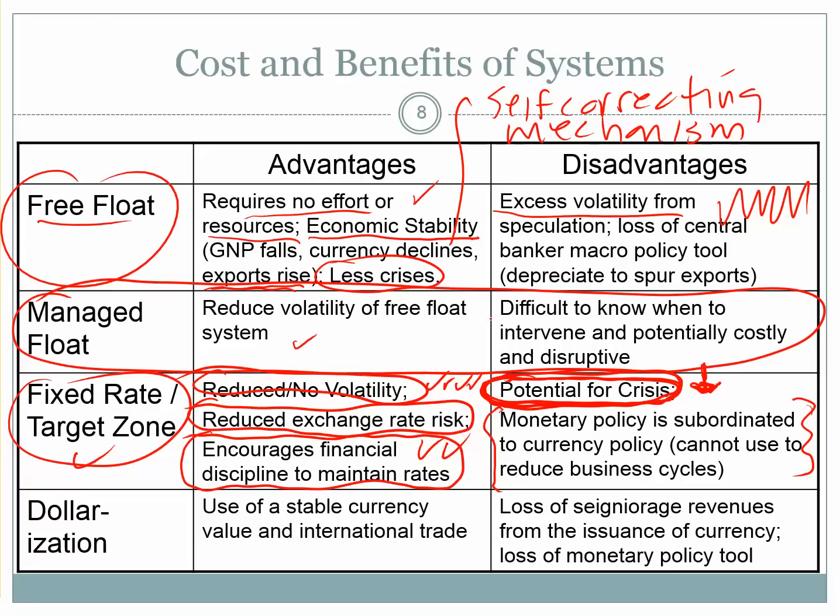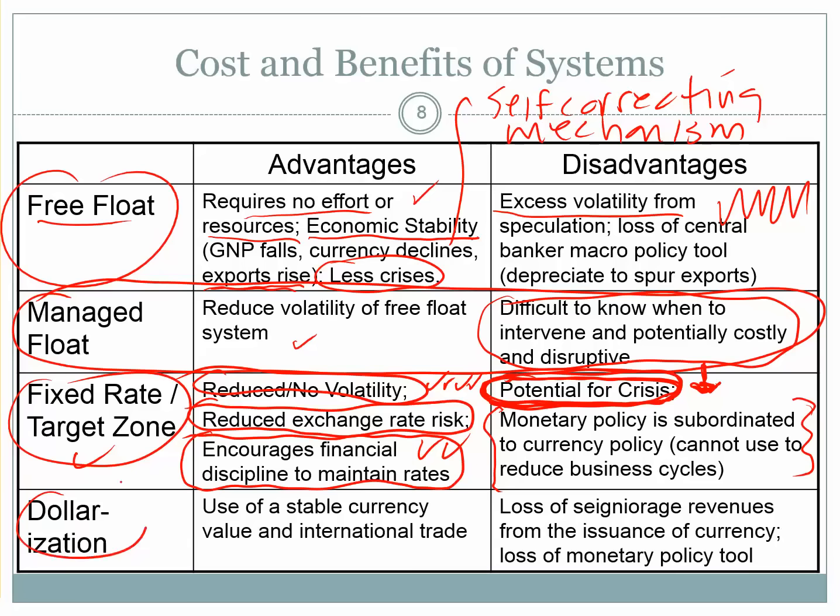Now the difficulty with this system is it's difficult to know when and how to step in. So what level is too expensive, overvalued, and what do I need to do to change it? And what if I overshoot it or don't do enough? So it's really difficult to do.